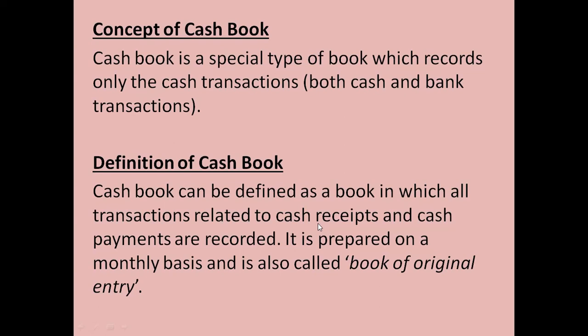So in the cash book, we will apply the golden rule of real account: debit what comes in, credit what goes out.